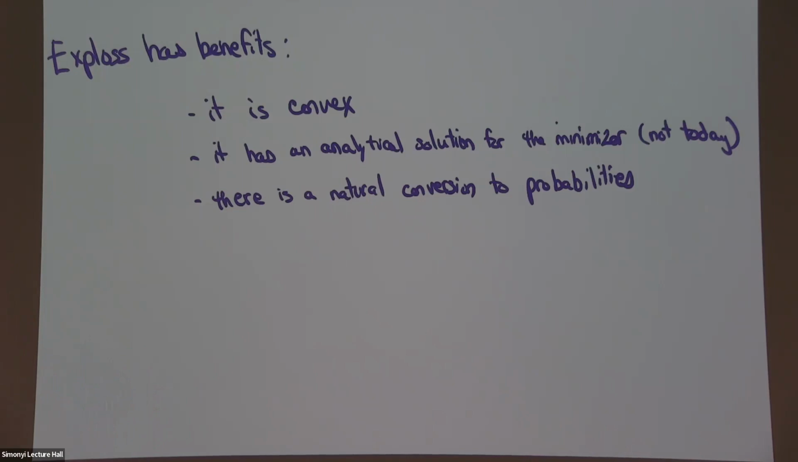I was just going to ask if that natural conversion to probabilities had a straightforward interpretation, like some posterior prior sort of. It does, and I'm going to derive it next time.